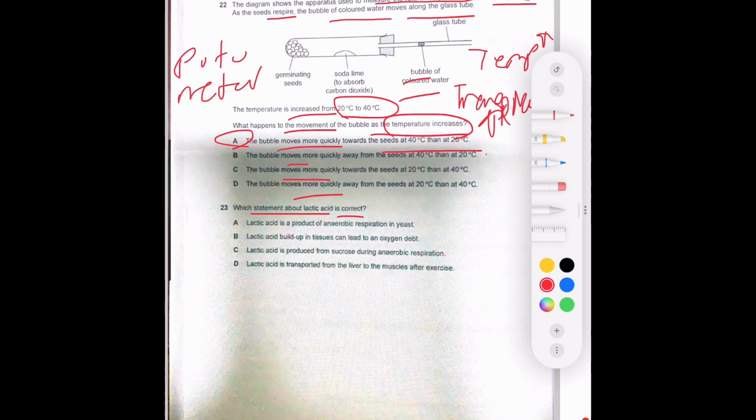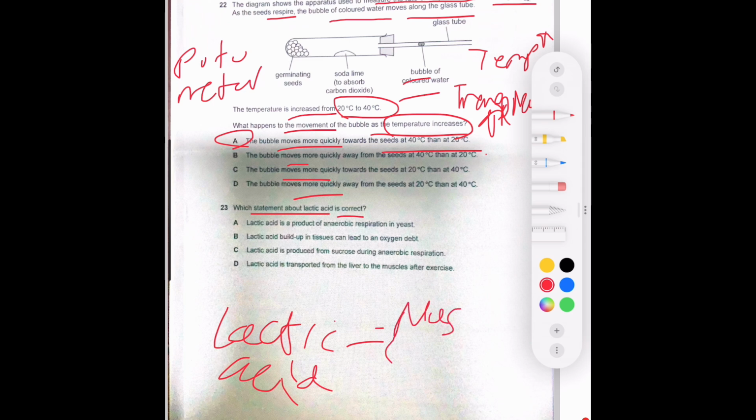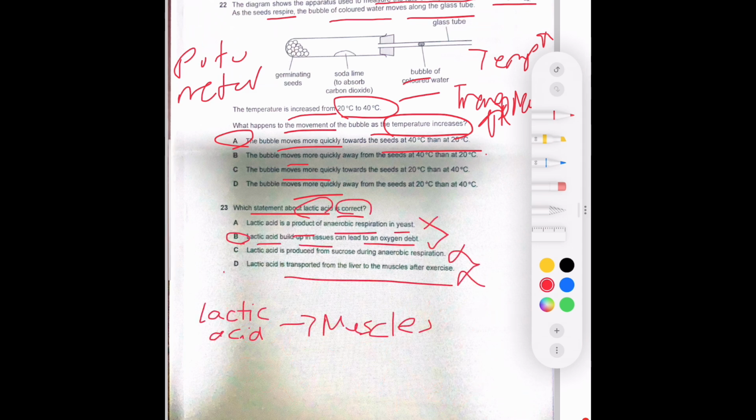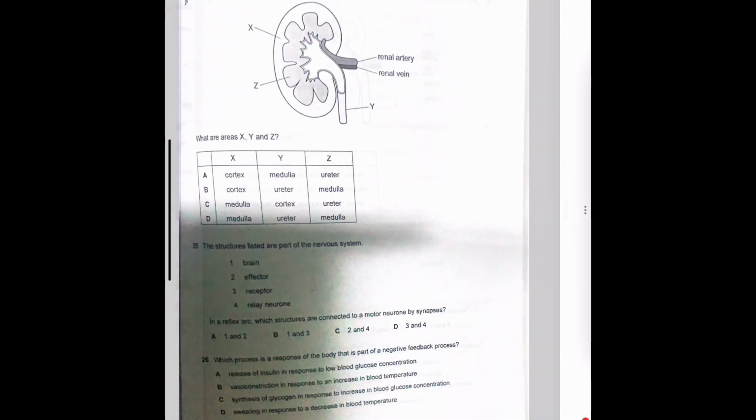23. Which statement about lactic acid is correct? Well, lactic acid is produced in the muscles, and it is transported to the liver after exercise, not from liver to muscle. So D is definitely wrong. And so the correct answer would be B, because lactic acid buildup in tissue can lead to an oxygen debt.